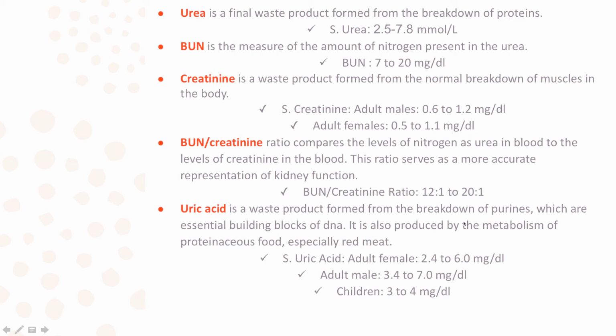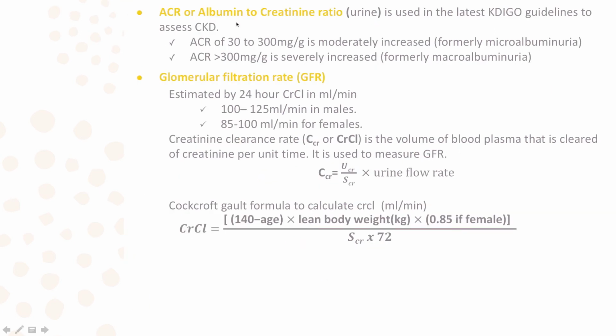Then uric acid. Serum uric acid is the breakdown product from DNA or from other amino acids. It is produced by the metabolism of proteinaceous foods, especially red meat. Serum uric acid levels are normal in adult females 2.4 to 6, and in adult males 3.4 to 7.